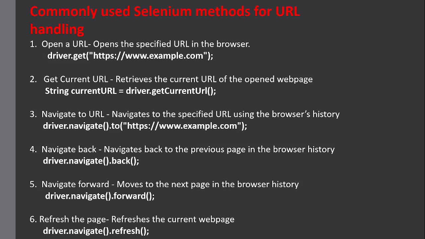Fourth, navigate back. Navigates back to the previous page in the browser history. For that, we need to write code as driver.navigate.back. Fifth, navigate forward. Moves to the next page in the browser history. For that, we need to write code as driver.navigate.forward. And last one, refresh the page. Refreshes the current web page. For that, we need to write driver.navigate.refresh. So these are the few commonly used Selenium methods for URL handling. Let's move to the other topics.